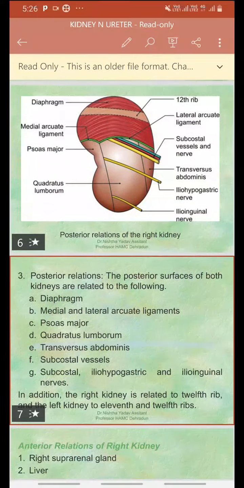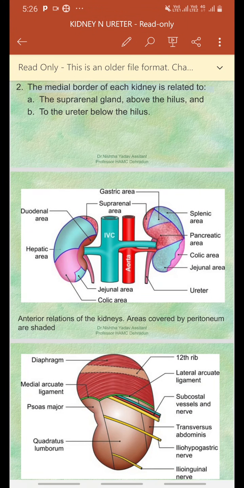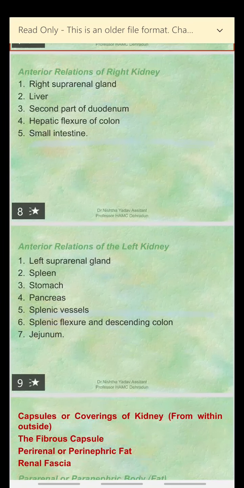Then the anterior relations of both the kidneys are different because the structures related to the right and the left side are different. The right kidney is related to the suprarenal gland, the second part of the duodenum, the liver, the hepatic flexure of the colon and the jejunum. The left kidney is related to the suprarenal gland, to the gastric area. The stomach is there on the left side, the spleen is there on the left side, pancreas, colic area, that is the splenic flexure of the colon, and the jejunum. So these are the anterior relations.